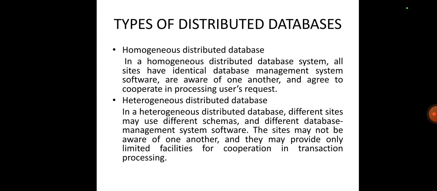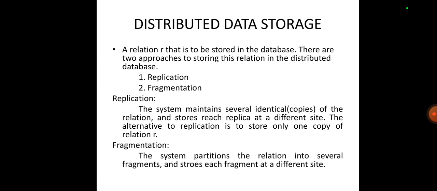And the second one, heterogeneous distributed database. In a heterogeneous system, different sites may use different schemas and different database management system software. The sites may not be aware of one another and may provide only limited facilities for cooperation in transaction processing.